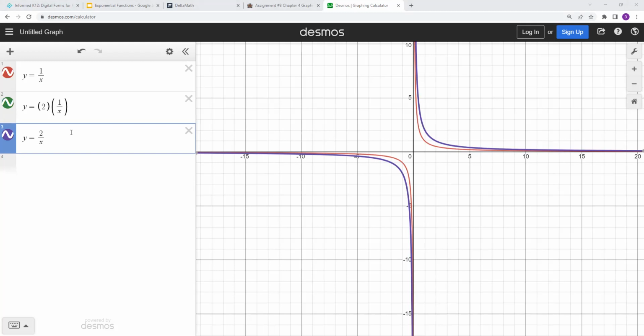Okay, what about the shrink? How do we go about the shrink?